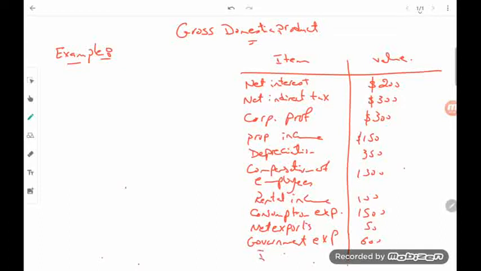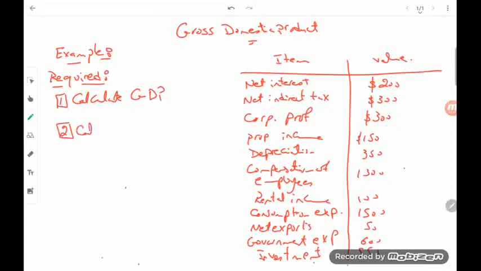Okay, here is investment 550, required: number 1, calculate GDP using the two different approaches. And number 2, calculate net domestic product. Let's start with number 1 using expenditure approach.